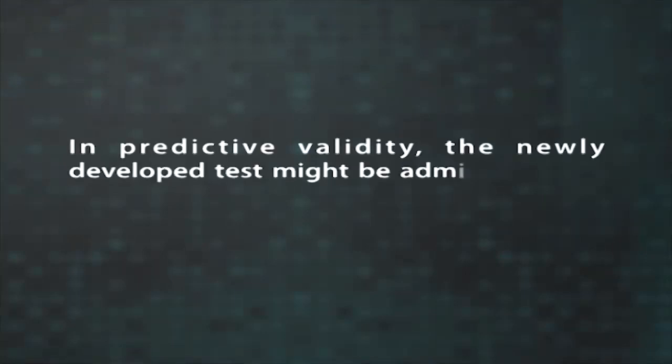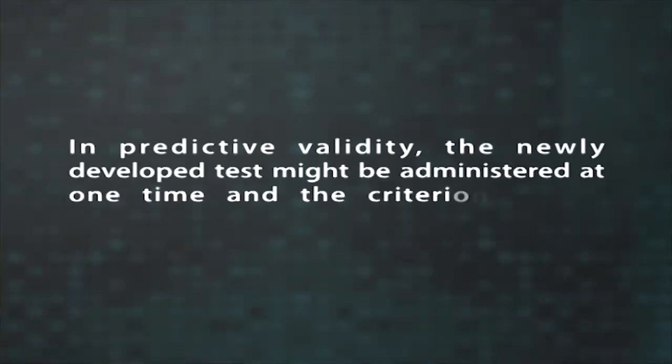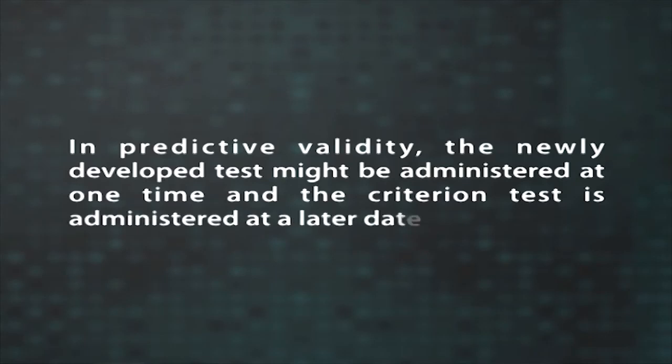In concurrent validity, both the newly developed test and the criterion test are administered concurrently, that is, at the same time. Then their results are correlated. In predictive validity, the newly developed test might be administered at one time and the criterion test is administered at a later date.